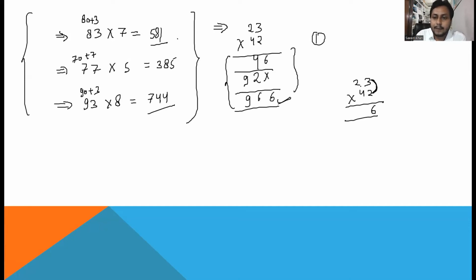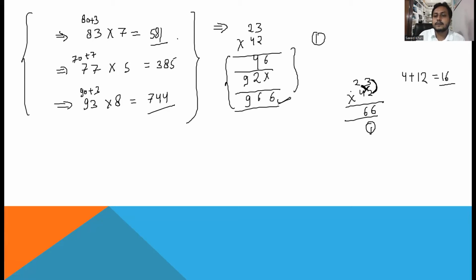Now what to do? अब multiply करना है 10th place digit of first number and unit place digit of second number. Just cross multiply करो. Like 2 into 2, and multiply unit place digit of first number with 10th place digit of second number. Cross multiply करके take the sum. 2 into 2 is 4 and 3 into 4 is 12. 12 plus 4 is 16. तो क्या आ जाएगा? 16 का 6, carry over 1.